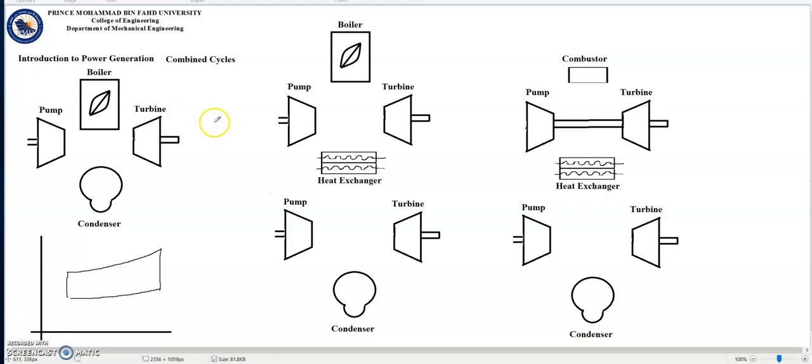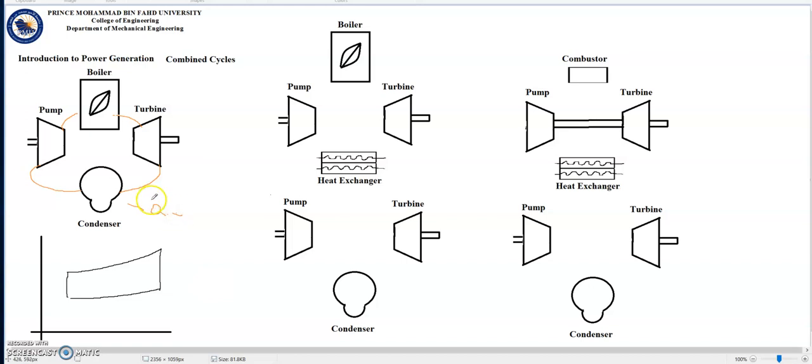Hello, in this video we're going to cover the combined cycles. In our first video we covered the Rankine cycle, where we take the fluid with our pump, send it to a boiler, the turbine or expander, then take that fluid and put it in the condenser to turn it into liquid form, and feed it again to the pump. But we said that in this cycle we reject heat at the condenser.